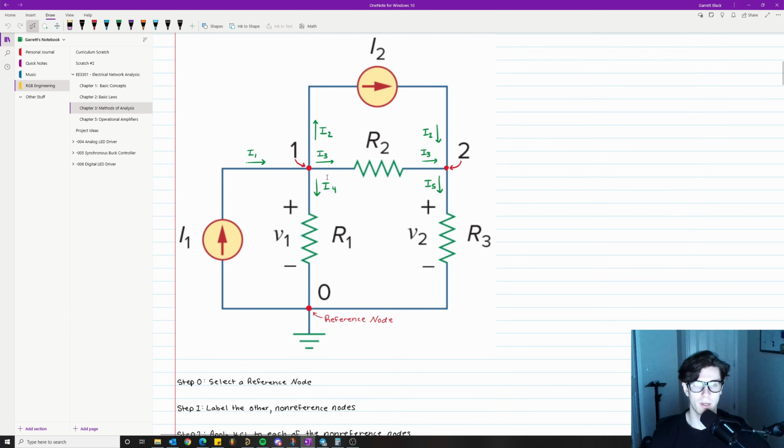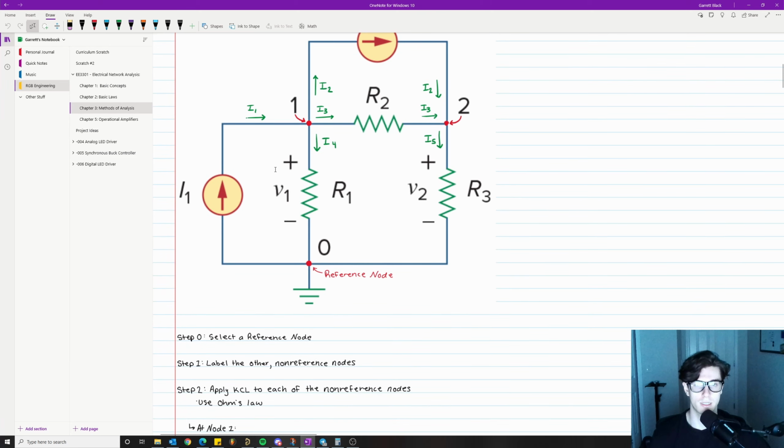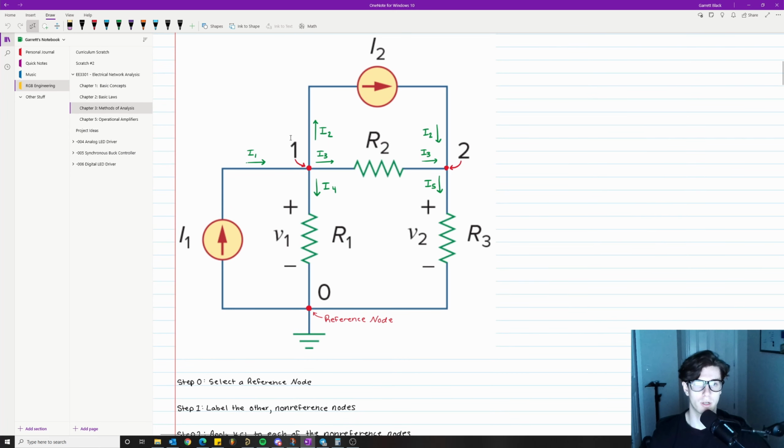Now I've gone ahead, and it's probably for your benefit to do this during step 1 as well, and labeled the currents. So here I've labeled I1, then we have I3, I4, I2, and then we have I5 down here. So we have I3 coming out of this node and going into this node, and I2 coming out of this node and going into this node. This will help us keep things organized and help you understand all of the different currents in the circuit. If you look at I1, 2, 3, 4, and 5, that's every current throughout the entire circuit.